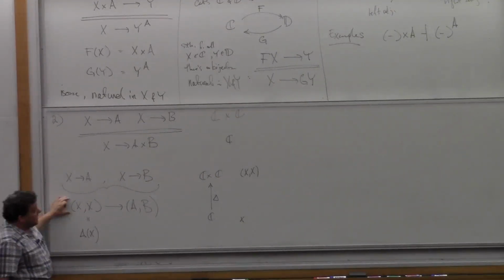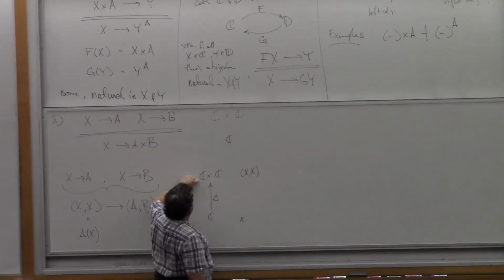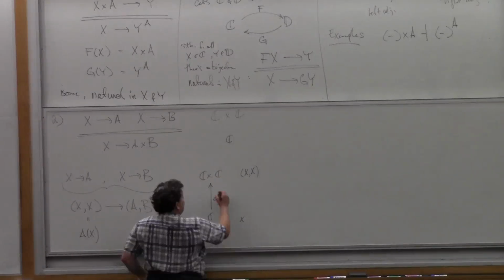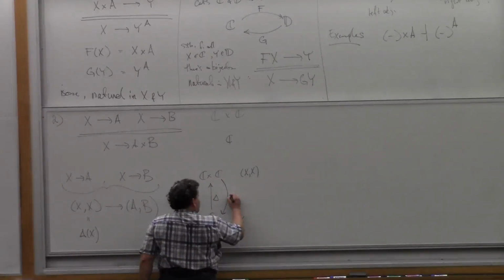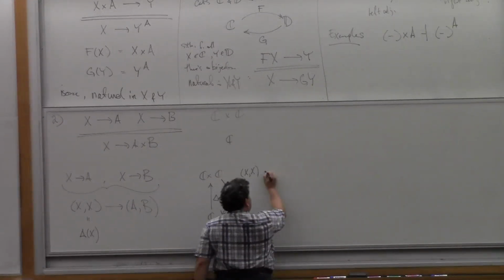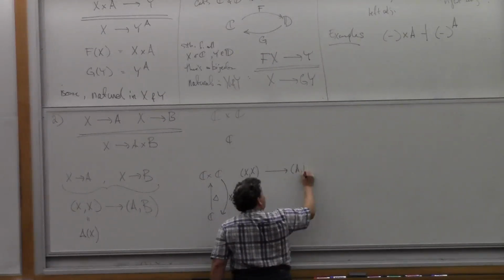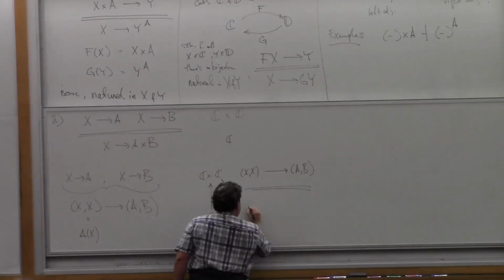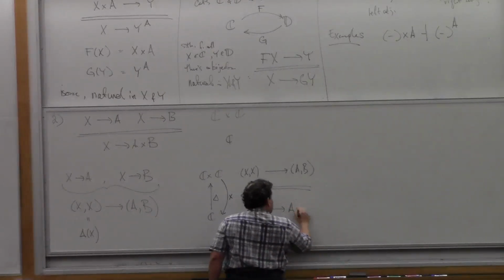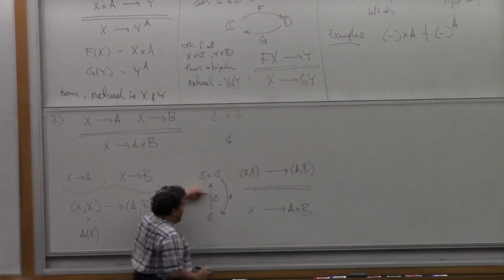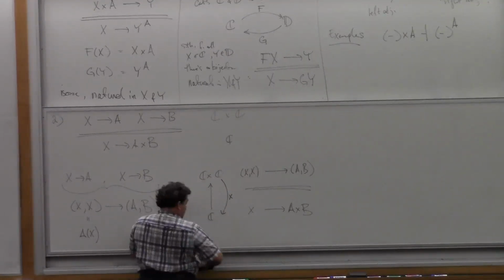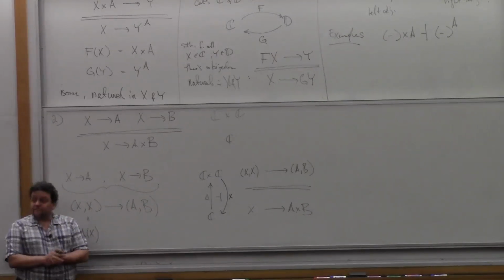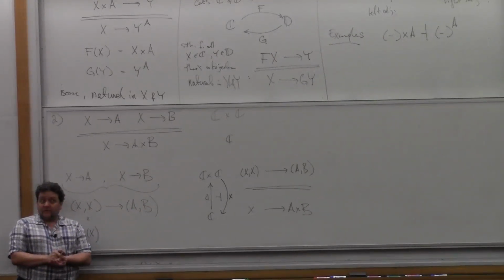And now I'm saying, map that into anything. That's what's happening on the top of the line. That will correspond exactly here to the product of A and B. So on the top of the line, I have something like this, and on the bottom of the line, I have x mapping into A cross B. So that's exactly saying that this operation delta is left adjoint to the product operation. Good? Everybody see it?